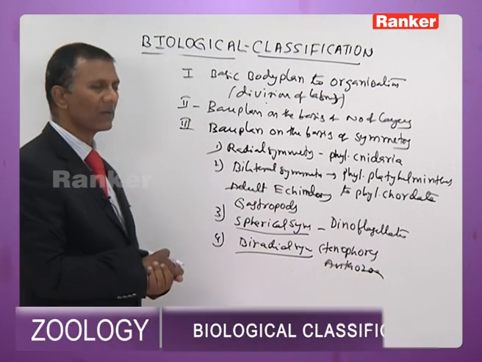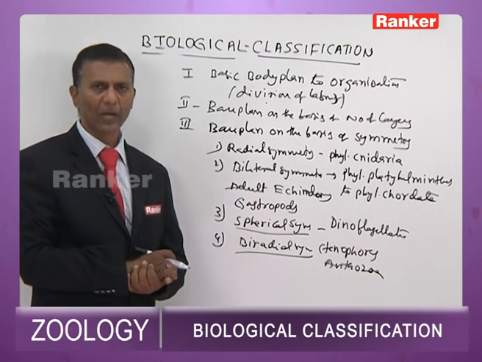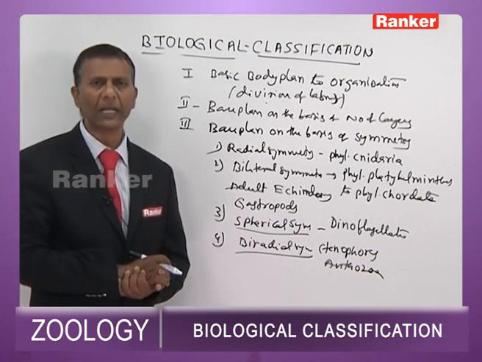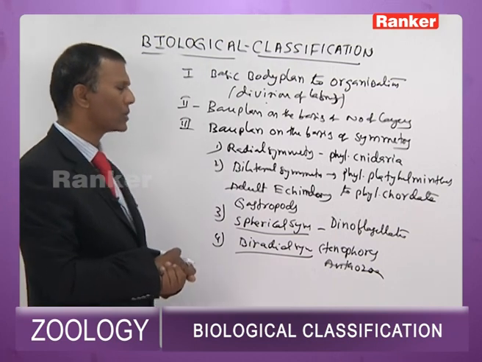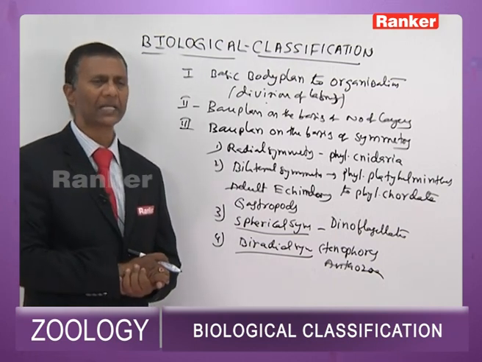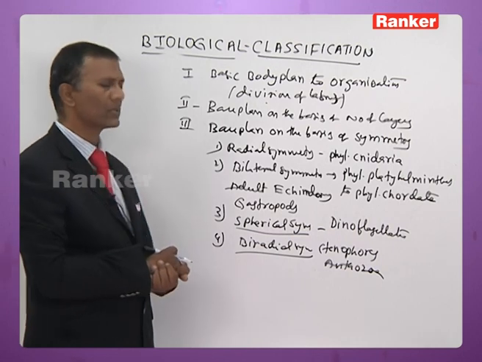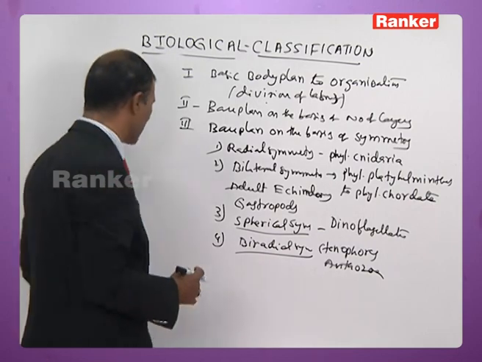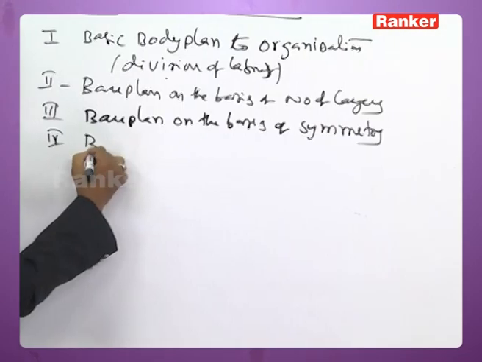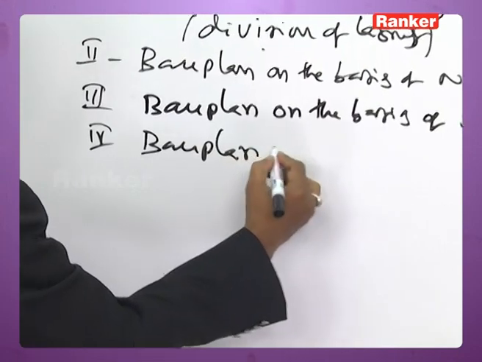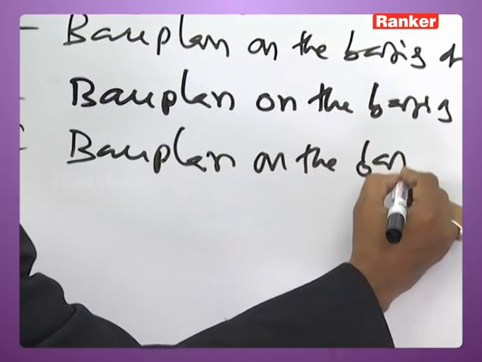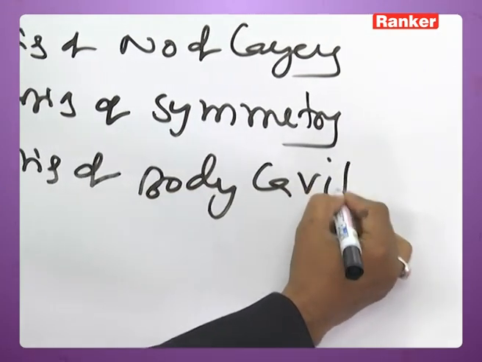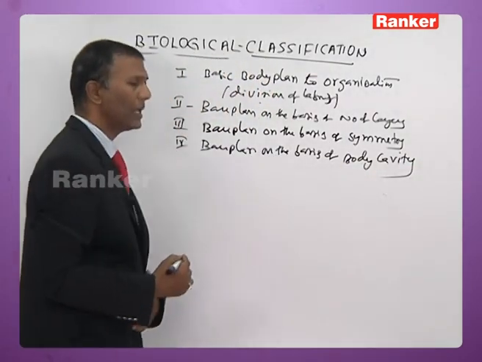The most common types of symmetries are radial symmetry, also called radiates, that is phylum Cnidaria, and bilateral symmetry, they call them bilaterians, from phylum Platyhelminthes to phylum Chordata, barring exceptions like adult echinoderms and gastropods. So there is a body plan on the basis of body symmetry. Next is body plan on the basis of body cavity.